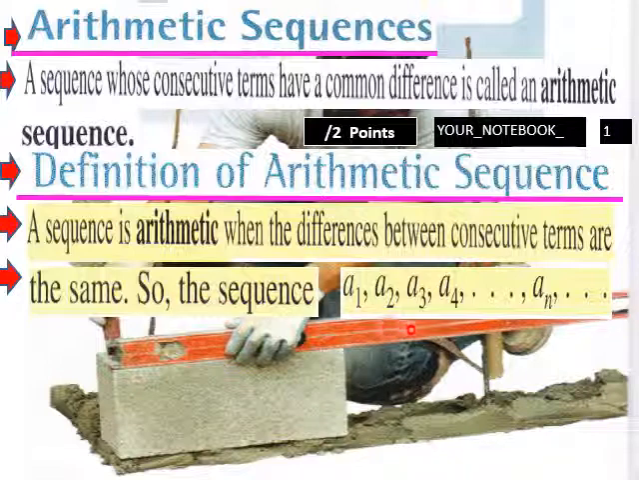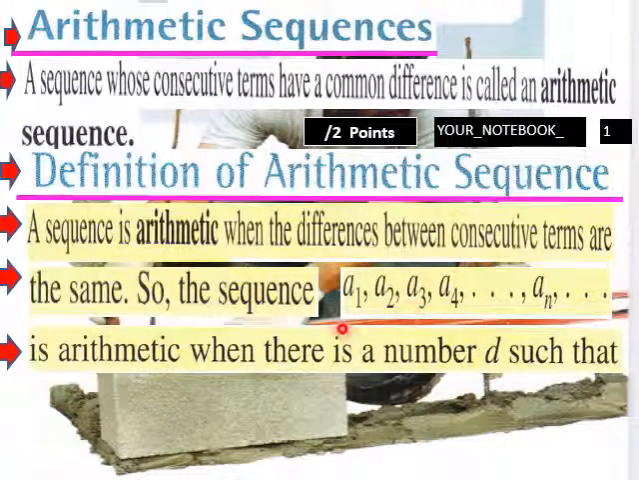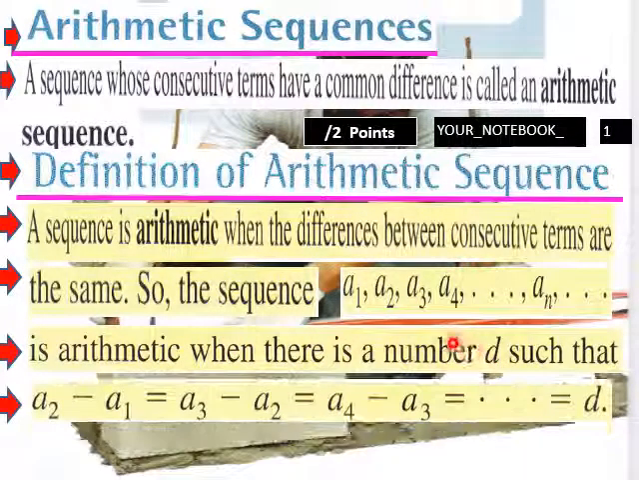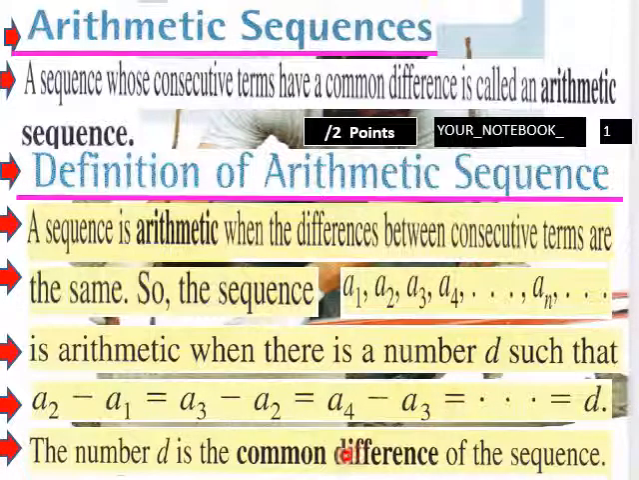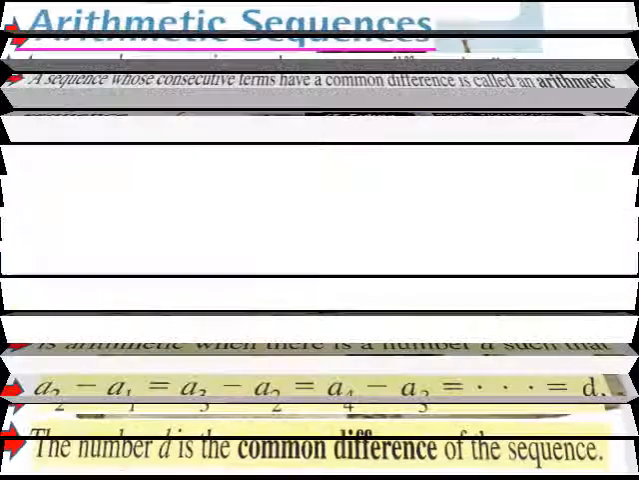So the sequence a1, a2, a3, a4, and a_n, is arithmetic when there is a number d such that a2 minus a1 equals a3 minus a2 equals a4 minus a3, etc., will all equal d. So you have an equal difference between numbers. The number d is the common difference of the sequence. So this goes in your notebook, students.